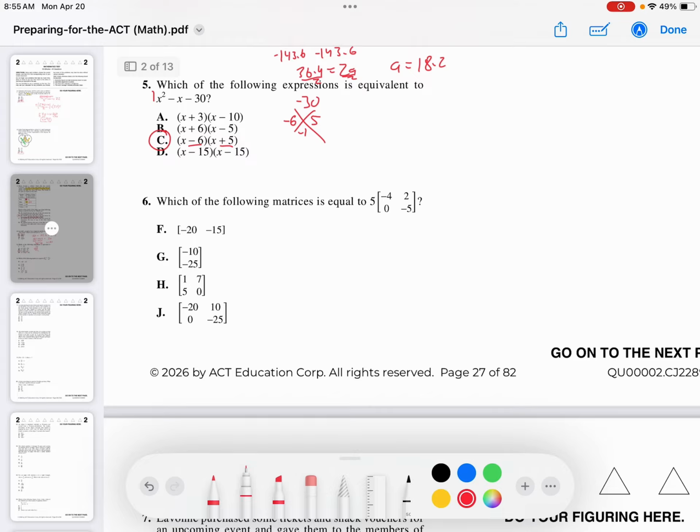Which of the following matrices is equal to 5 times this matrix, negative 4, 2, 0, negative 5? We just learned this, that we basically just need to multiply 5 times all of those. And so that would be this one: 5 times negative 4, 5 times 2, 5 times 0, and 5 times negative 5.